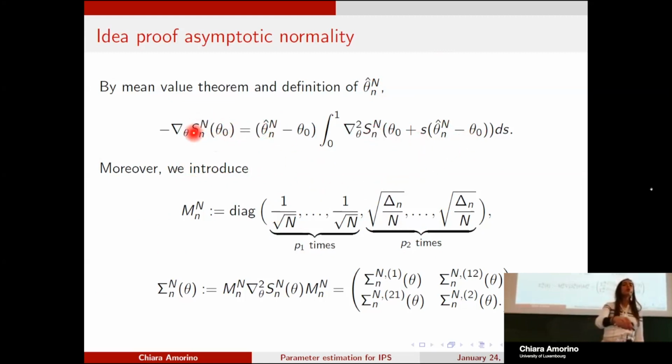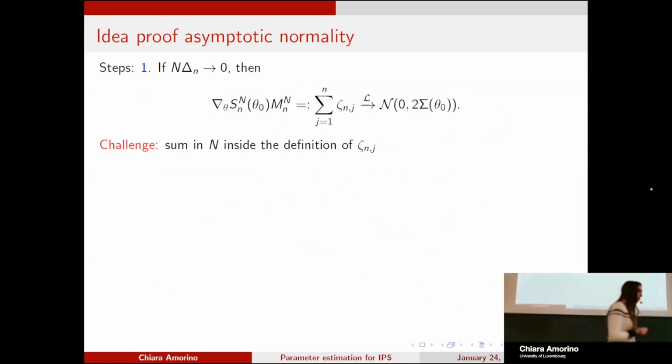In particular, we're going to show that the first derivative here converges in law to a Gaussian, and this guy is going to converge in probability uniformly to some matrix we'll see later. So really the first step is to show this convergence in law. This convergence in law is going to be based on some central limit theorem for martingale difference arrays.